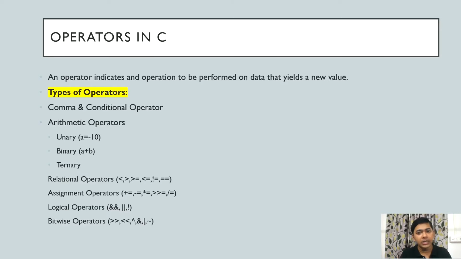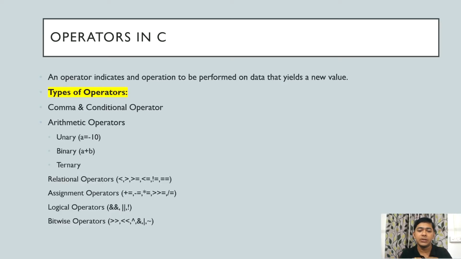Arithmetic operators. In arithmetic operators, we have unary operators as well as binary operators. Unary means it works on a single operand, for example a equals to minus 10. Binary means two, so the operator needs two operands. A binary operator works on two operands. The ternary operator is almost the same as the conditional one; we'll see it later on.